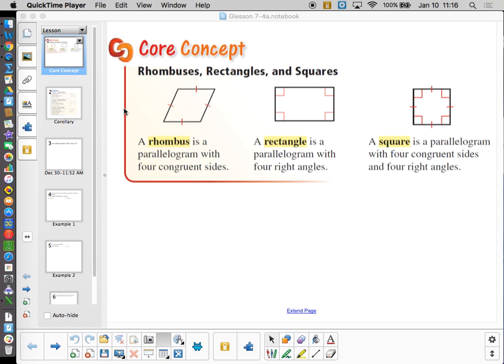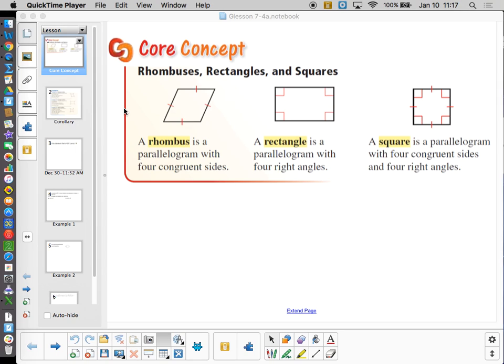A rectangle is a parallelogram with 4 right angles. And if you don't know that from kindergarten, maybe we ought to review a little bit. And finally, a square is a parallelogram with 4 congruent sides and 4 right angles. It is both a rectangle and a rhombus. So squares are rectangles and rhombuses, but not every rhombus is a square, not every rectangle is a square. And all of these things are parallelograms. So you need to know how to distinguish between them and what the properties of each one are.